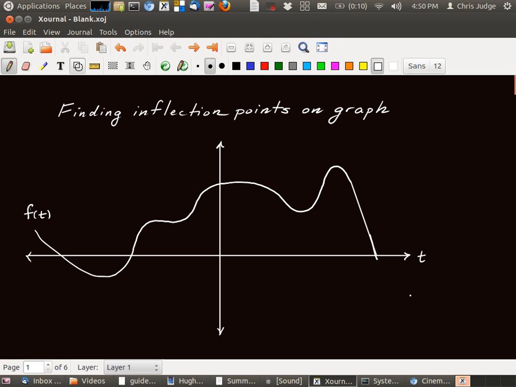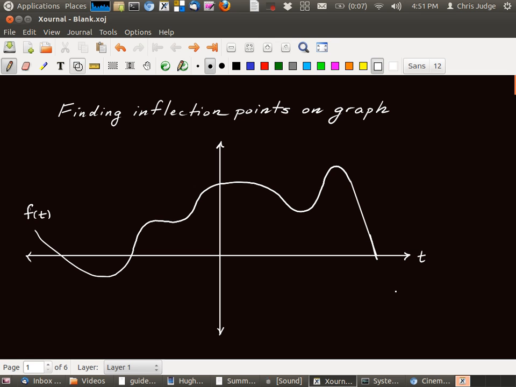This video is going to explain how to find inflection points on a graph. So let's suppose we have a graph. So here's a nice graph. This is the function f of t, independent variable t, and we're asked to find what are the inflection points.